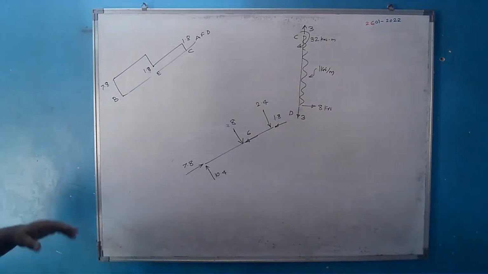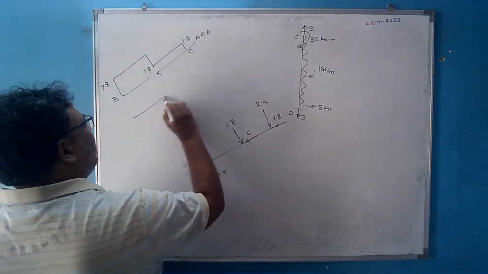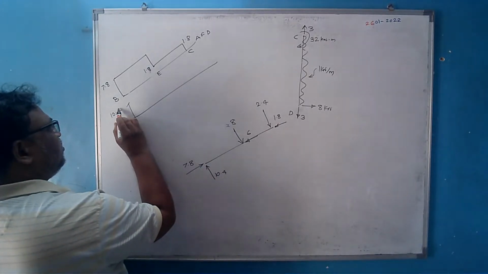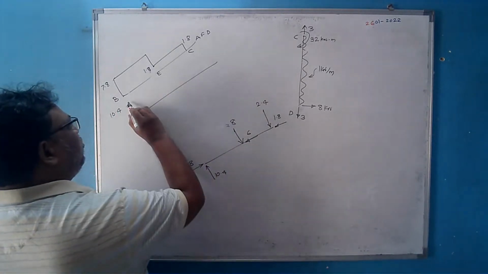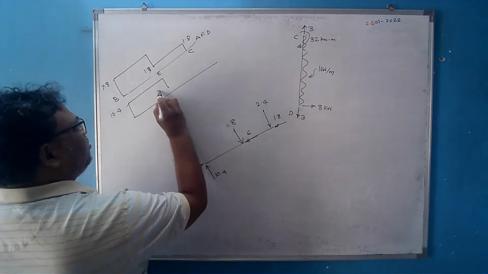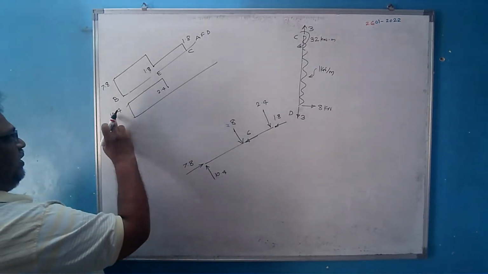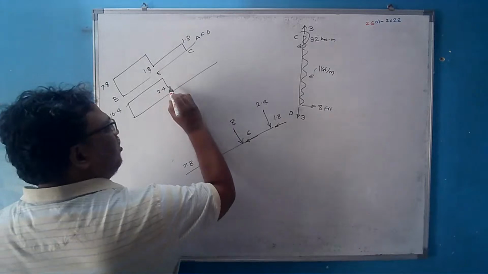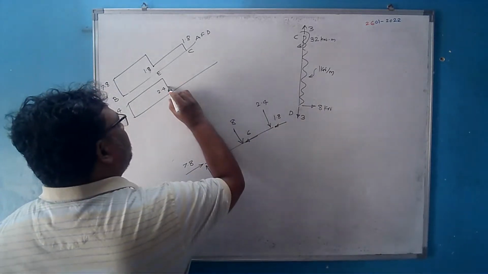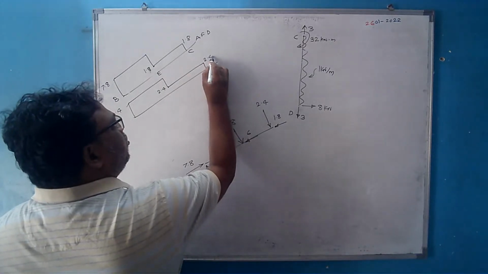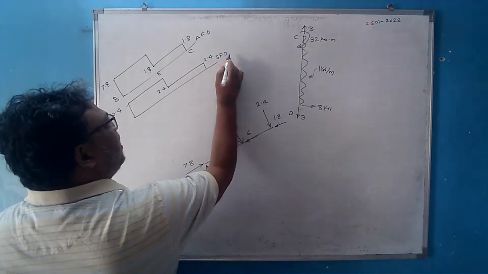Is it right? How to sketch the shear force diagram? This is 10.4 acting up. So from here to here there is no force acting. Then it is 8 down, so the remaining will be 10.4 minus 8, so the remaining is 2.4. Then there is no force acting from E to C, then it is 2.4 down, so it will come to 0. This is the shear force diagram.